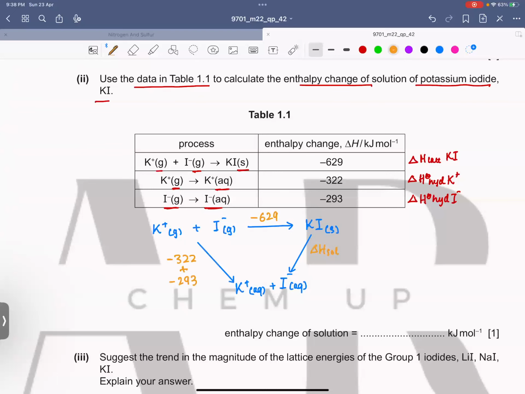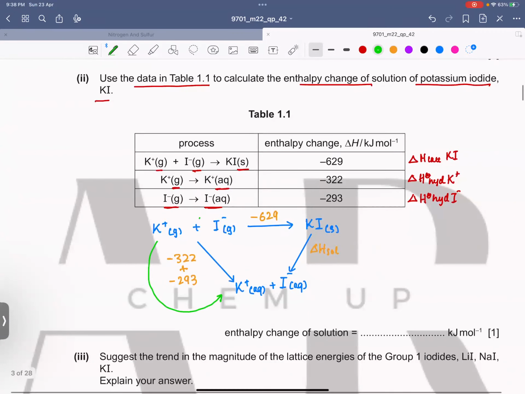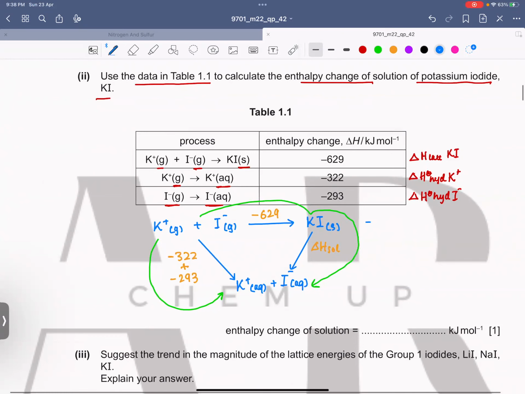So if you see, you can clearly indicate that this is your direct route, and from here to here, and then here is your indirect route. So the expression would be minus 322 plus minus 293 is equal to minus 629 plus x. So x would be minus 322 minus 293 plus 629.